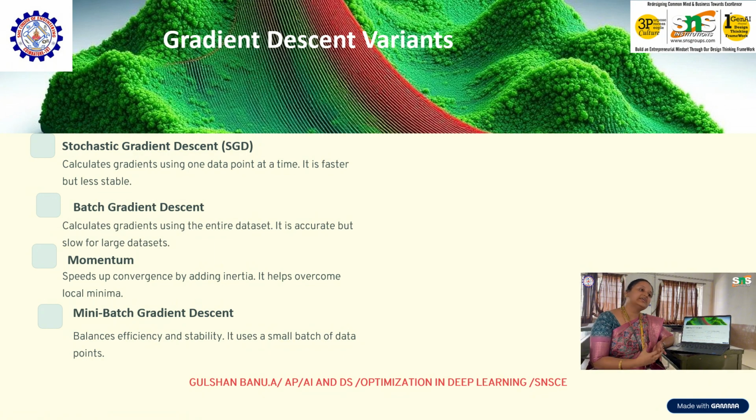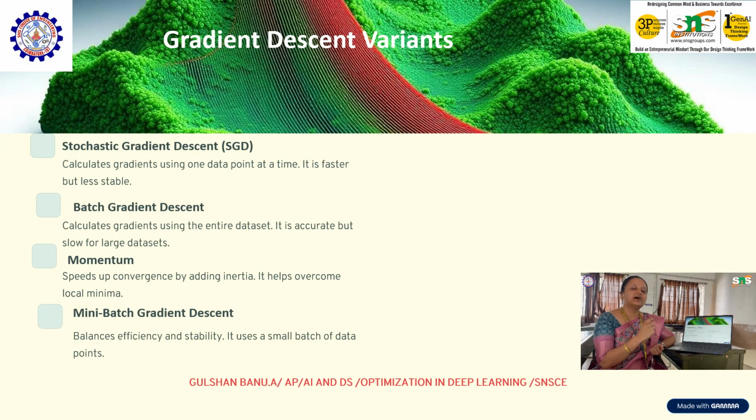Now, what is stochastic gradient descent? It calculates the gradient using one data point, and it continues the process across the different data points. Now, mini batch gradient descent balances efficiency and stability. It always uses a small amount of data.